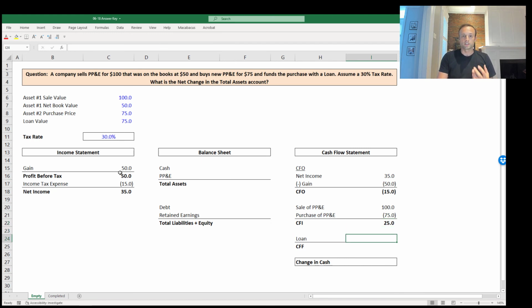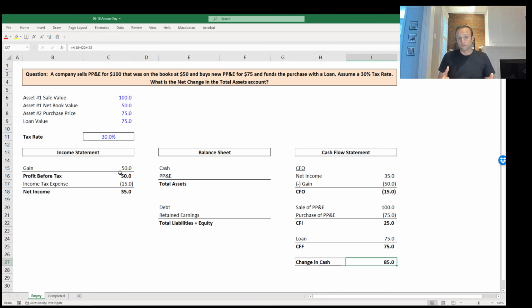The thing is, we purchased that $75 of PP&E with a loan, which is a cash inflow. So we have to account for that cash inflow in cash flows from financing. So we're gonna sum all this up. And now we can complete step two of our framework, which is cash flows from operating plus cash flows from investing plus cash flows from financing is our net change in cash, and that's step two.